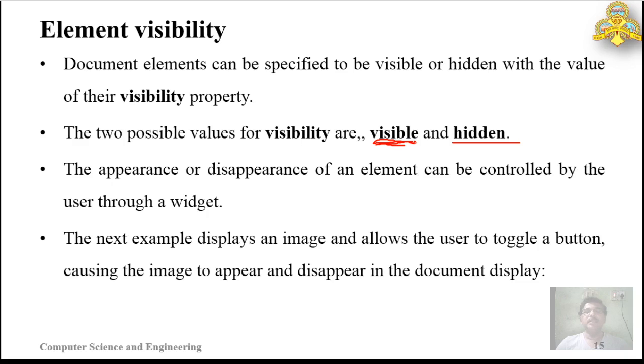So hidden means the element is not removed from the browser window. It's simply hidden such that it's not shown on the browser window. But if I click, the JavaScript function can bring it back. That means its visibility is made visible. So the next example displays an image and allows the user to toggle a button, causing the image to appear and disappear in the document display.